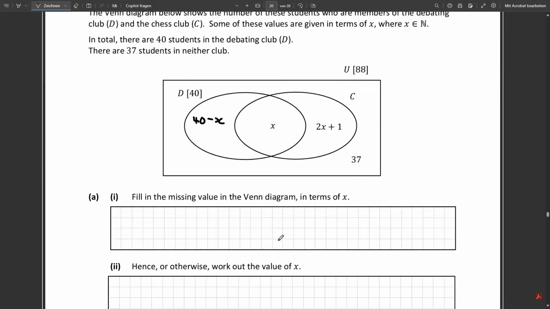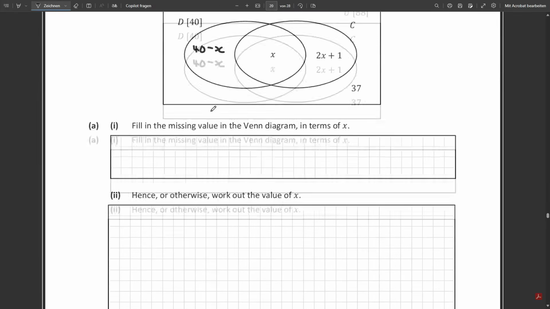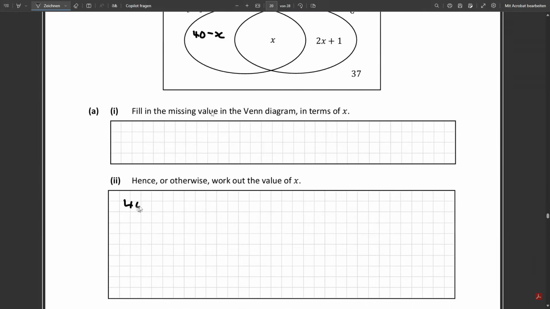Hence, or otherwise, work out the value of x. Well, one way we can do it is we know that all of these numbers will add up to 88, because there's 88 in total. So if we have 40 minus x plus x, doesn't really matter, we add 2x plus 1, we add on the 37 that aren't in any club. When we add all those people together, we get 88. And then we just have to solve.